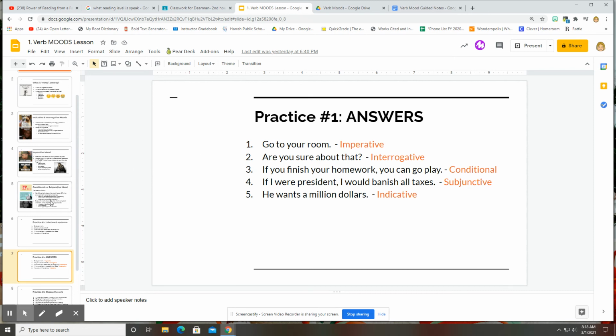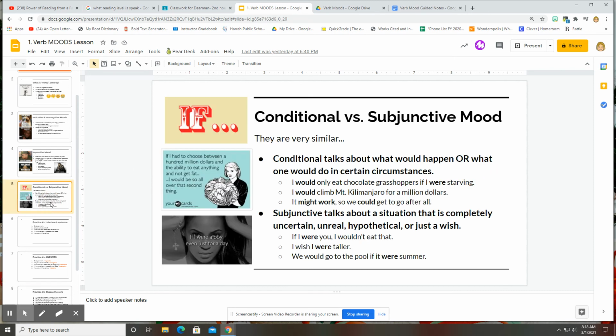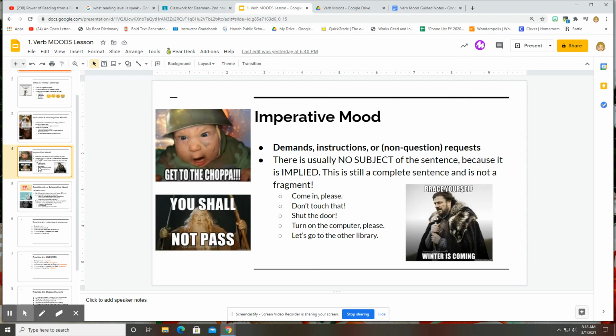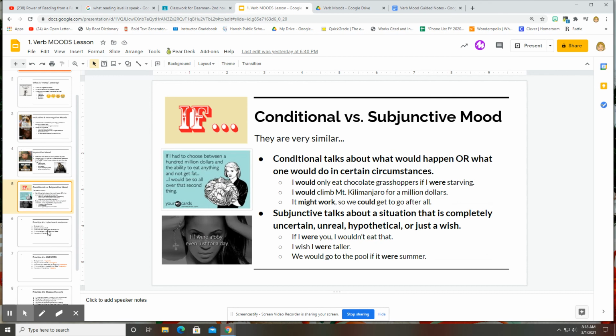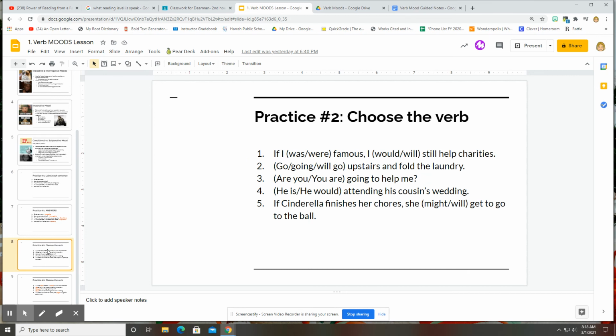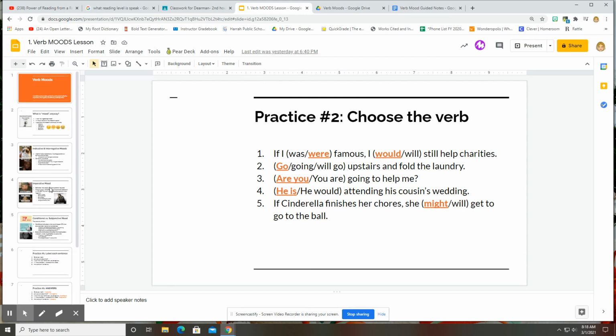And let's talk about why that is indicative. Because it is a fact. So if you go here, he wants $1,000,000. That is something that he wants. It's not a wish here because he's not wishing. It's saying that he wants it. So you'll go through here and choose the verbs and then check yourself. And then tomorrow we'll do some practice on it.